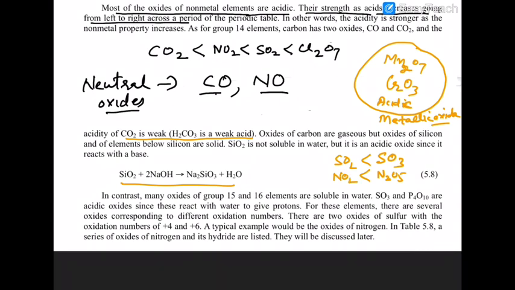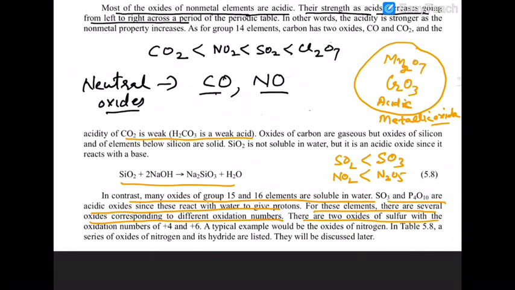I haven't taught you oxidation state till now, but memorize that the higher the oxidation state, the more will be the acidic strength of the oxide. In contrast, many oxides of group 15 and 16 are soluble in water, like SO3 and P4O10, the dimer of P2O5. Since they react with water to give protons, for these elements there are several oxides corresponding to different oxidation states.